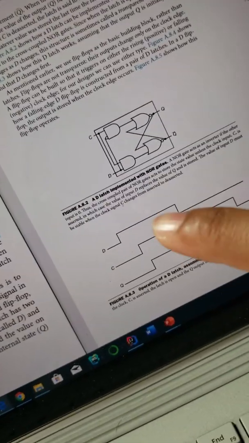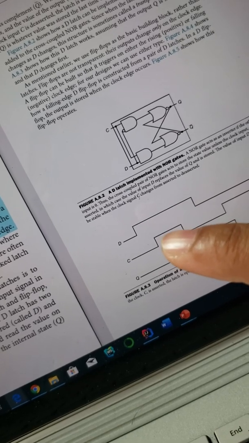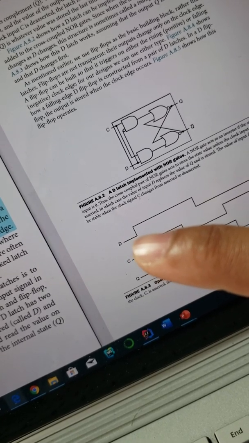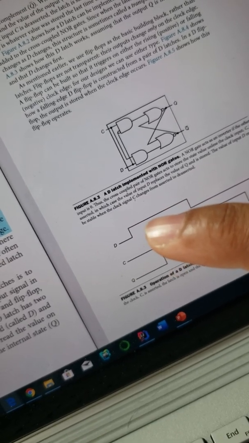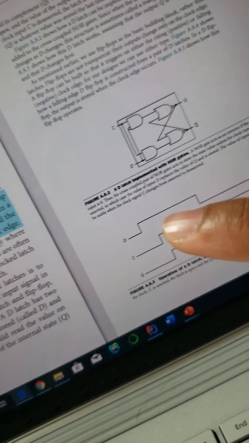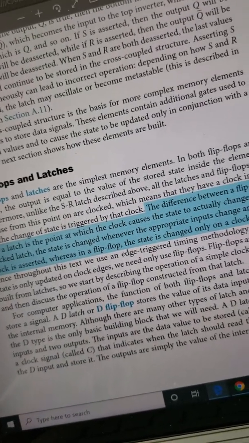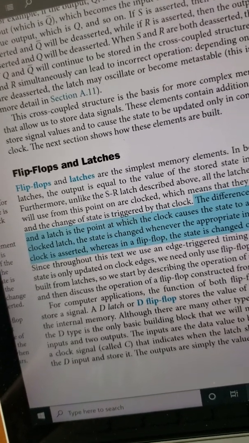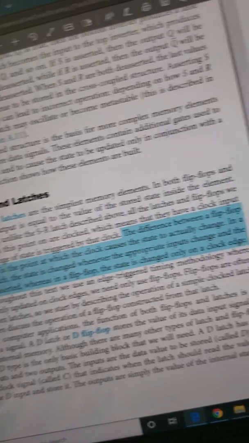So instead of focusing on this diagram, let's look here. We see that our input D is initially low and then it becomes high. So that means that the input has changed. Now let's continue following. It says the state is changed whenever the appropriate inputs change and the clock is asserted. What it means when it says the clock is asserted is that the clock is high.